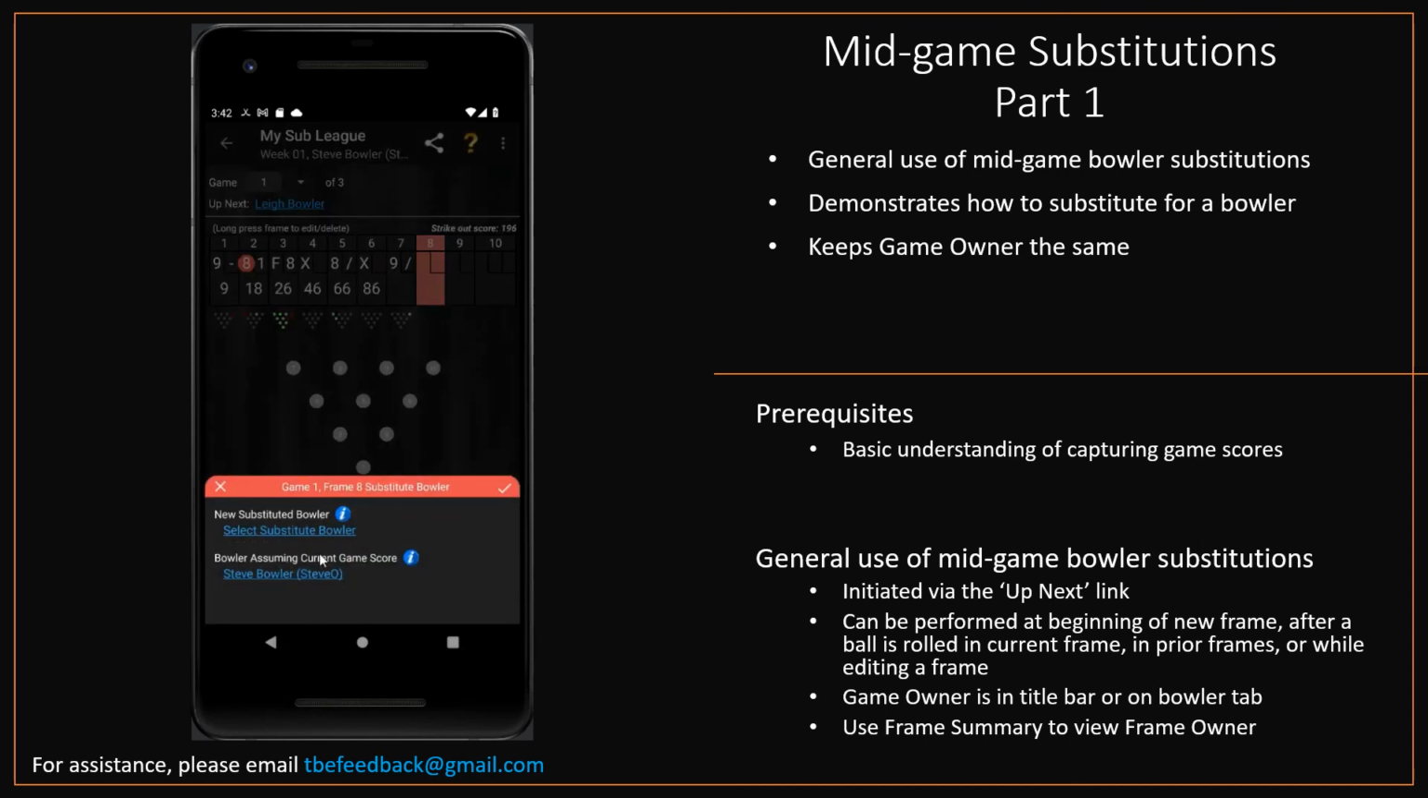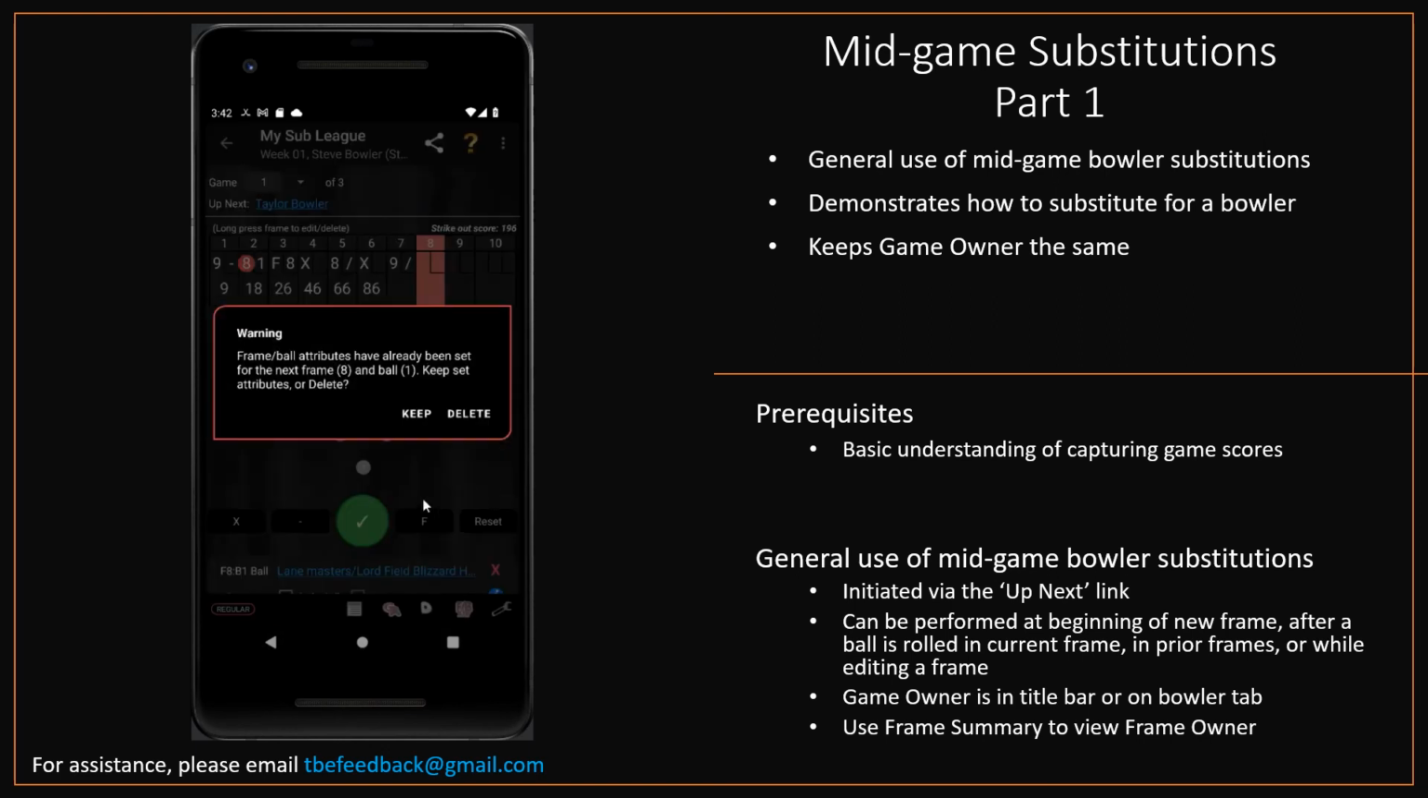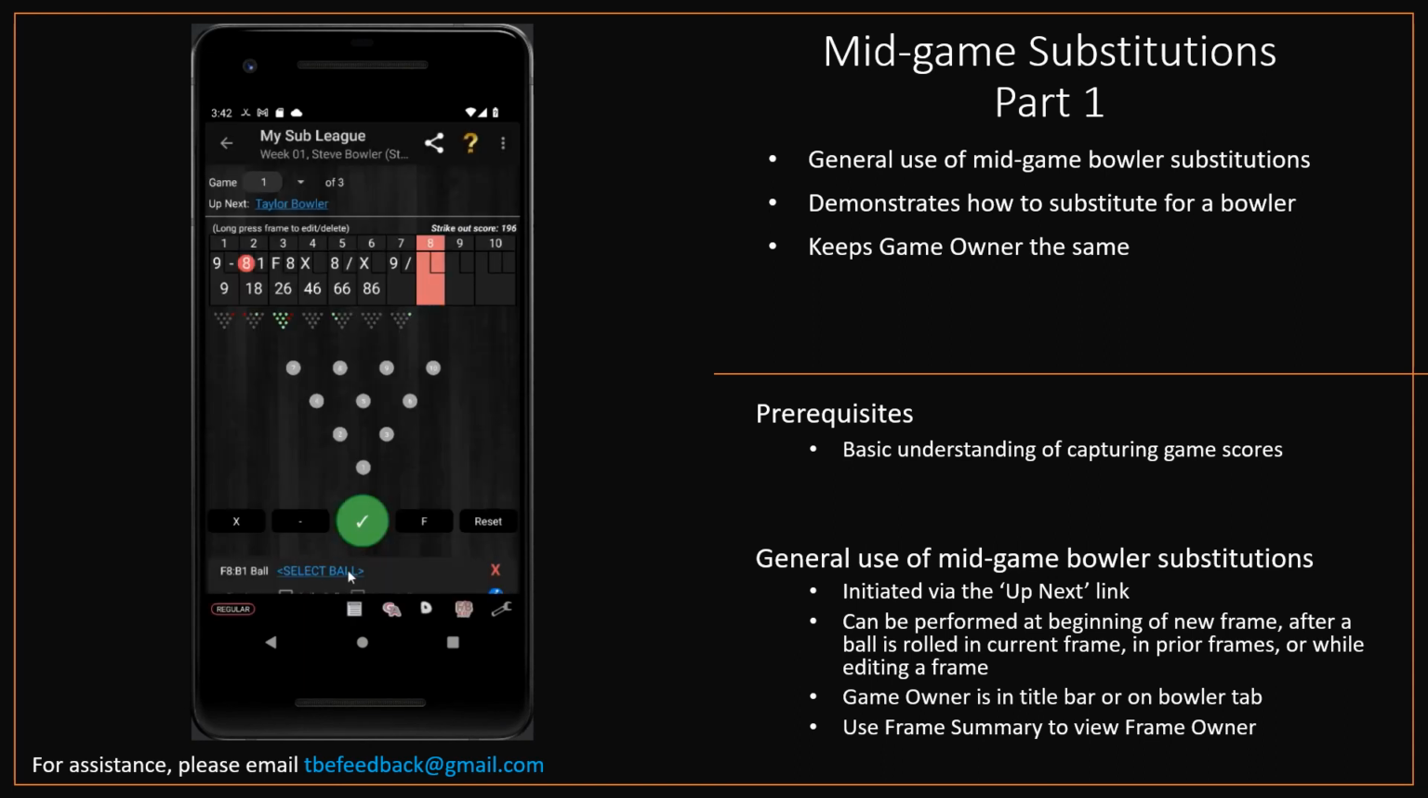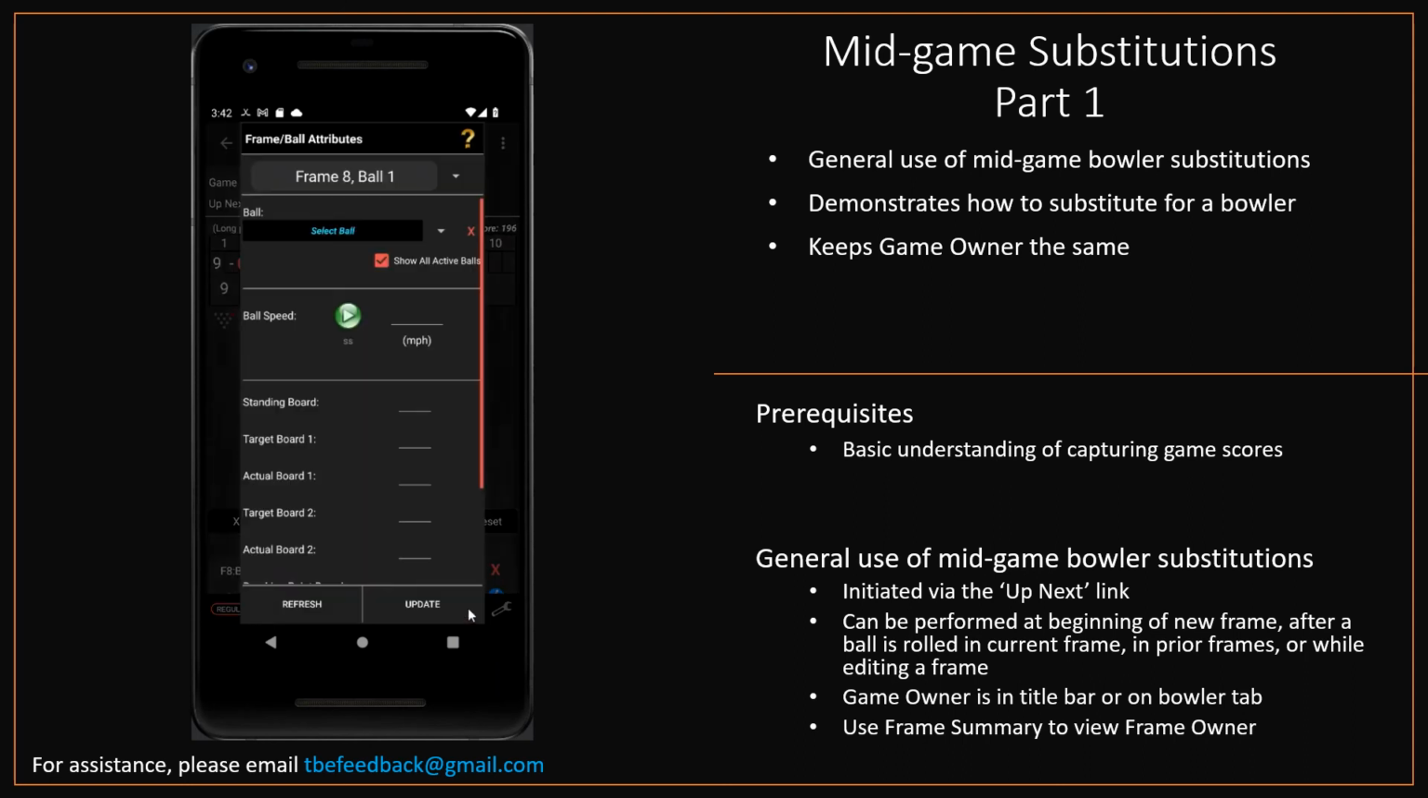Now let's substitute in a new bowler. I'm going to choose Taylor this time. And we click the check mark. And you can see you get a warning that the attributes were already set for frame 8 and ball 1, and it gives you an option to keep or delete. So in this case, for this example, I'm just going to delete. And you noticed the attribute was removed. You can click frame ball attributes just to verify that it has been removed.